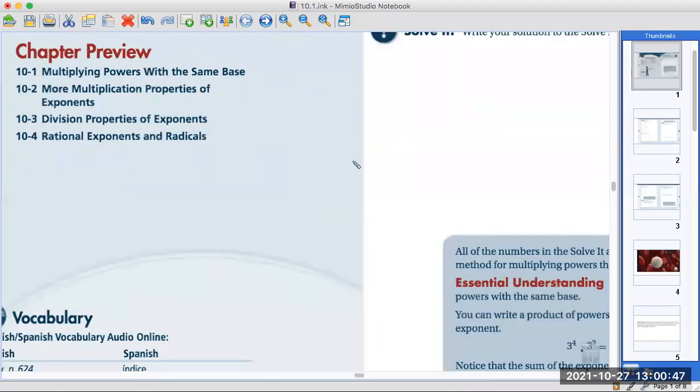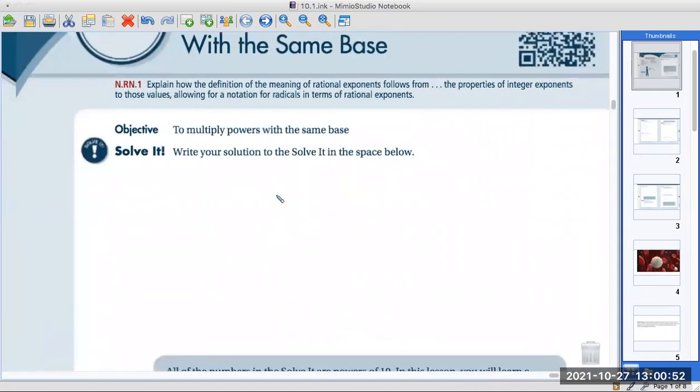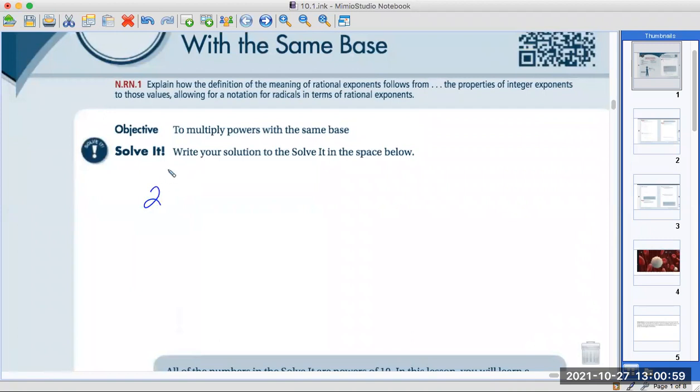So first up here, let's write and explain what a power is. A power looks like this. You have a number raised to a power, let's say 3, that you say 2 cubed or 2 raised to the third power. And so the bottom number is called the base. And the top number is the exponent. And the whole thing is called a power.